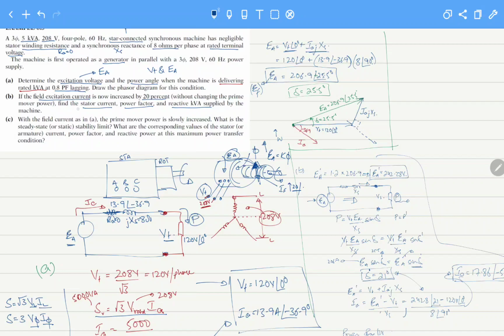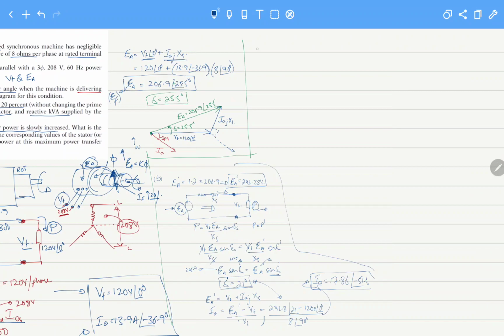Then we increased the excitation current for our rotor. And then in the third part, the prime mover power is slowly increased. What is the steady state stability limit? What are the corresponding values?